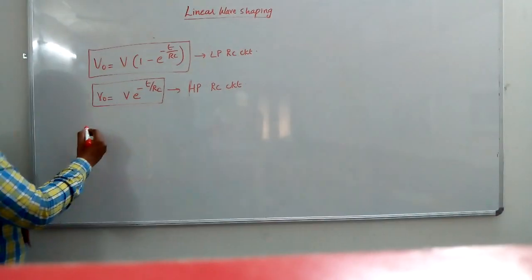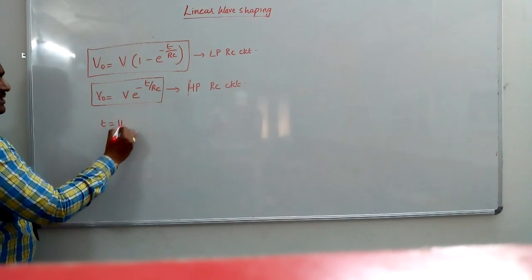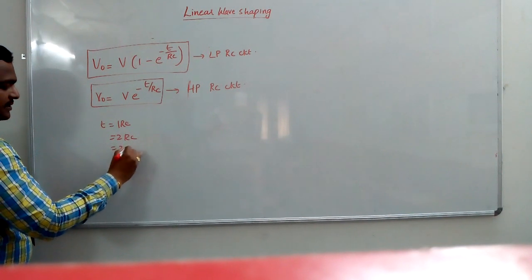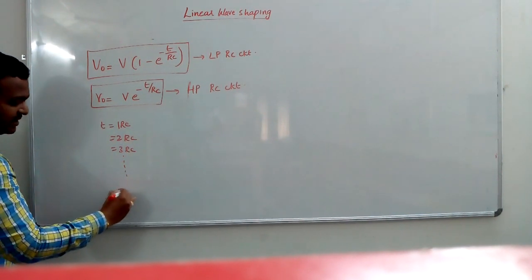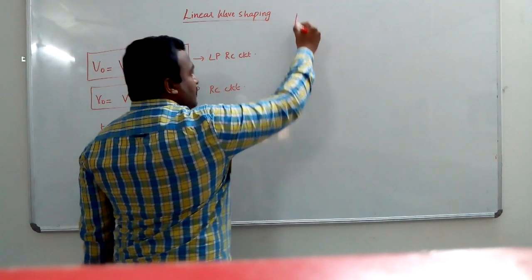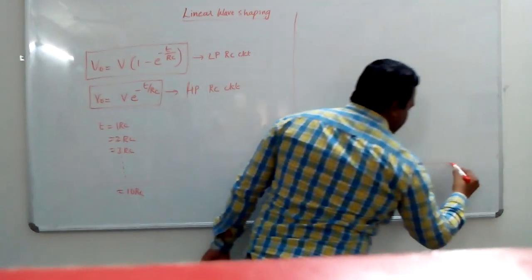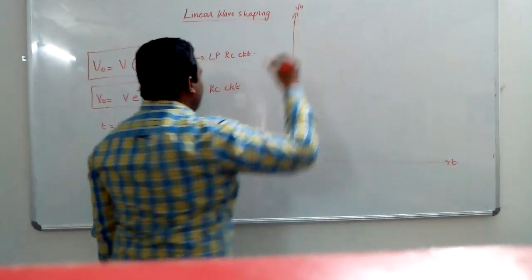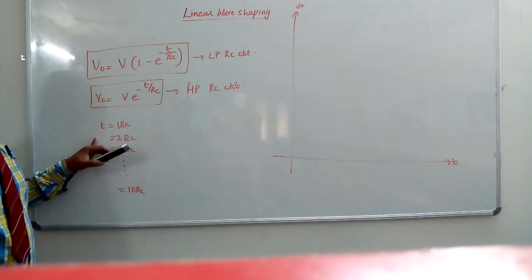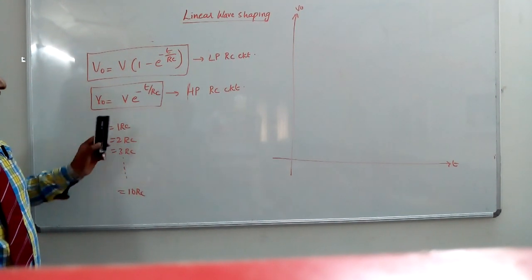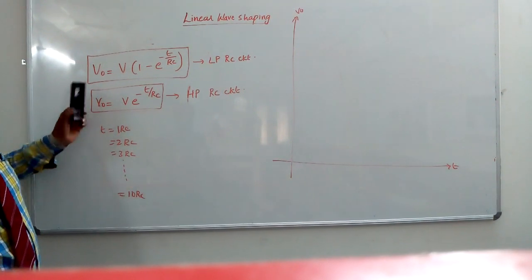Now for different values of t, equal to 1 RC, 2 RC, 3 RC, and similarly 10 RC, let us see how the graph of V0 varies with respect to t. Now if I substitute t is equal to 1 RC, I will conclude within a few seconds.